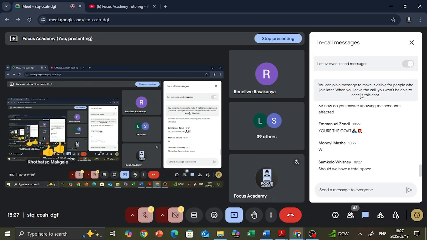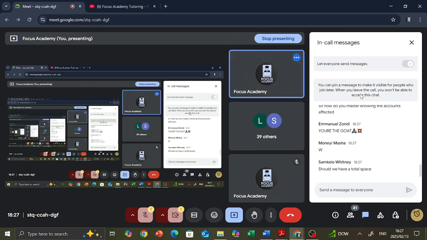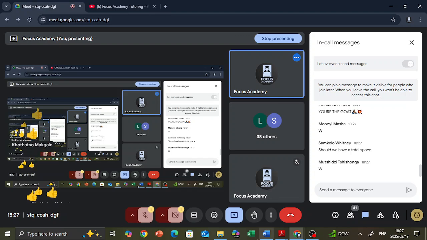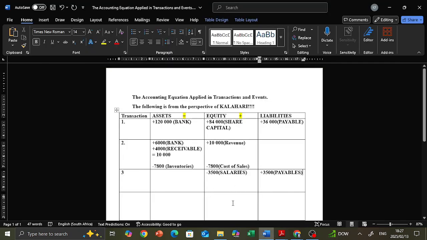Excuse me, should we have a total space? No, the way it's presented here is fine. Don't stress. Excuse me, sir. Yes, you may ask. I just want to ask, do we write the dates when we apply the accounting equation? No, it's not necessary.